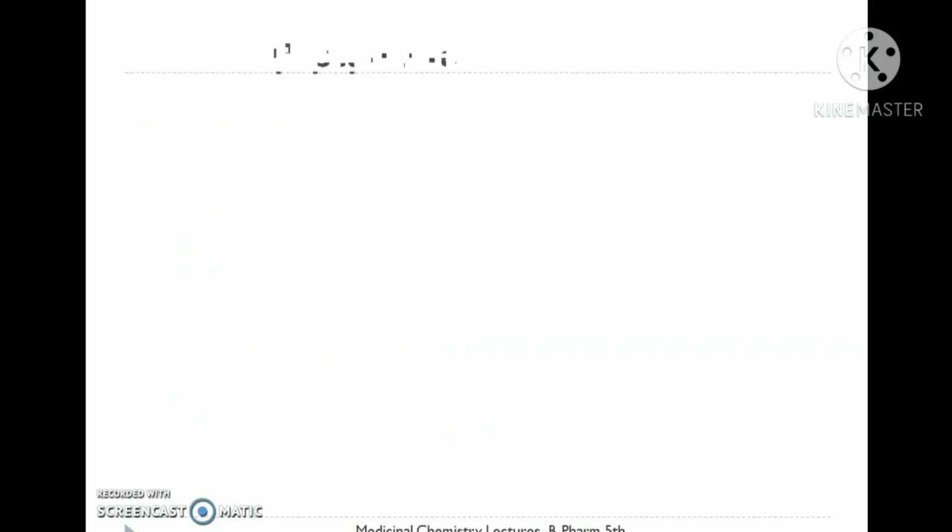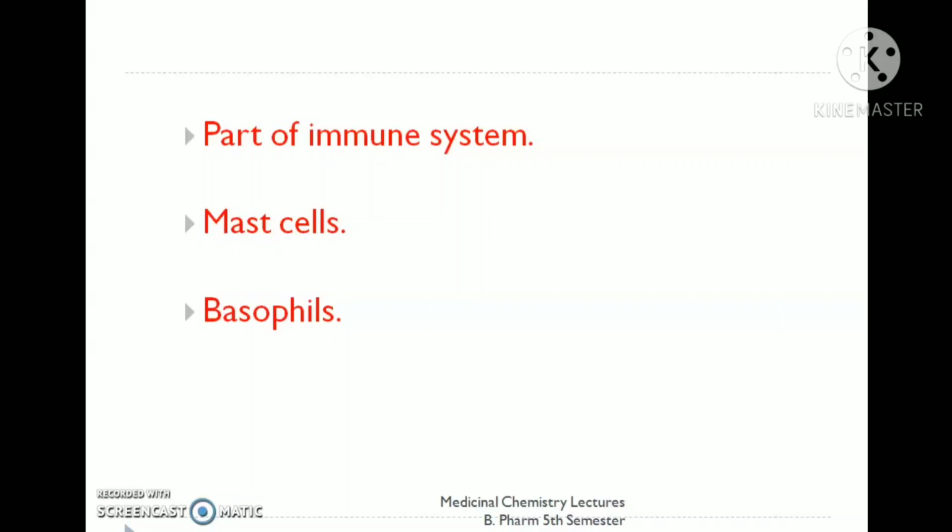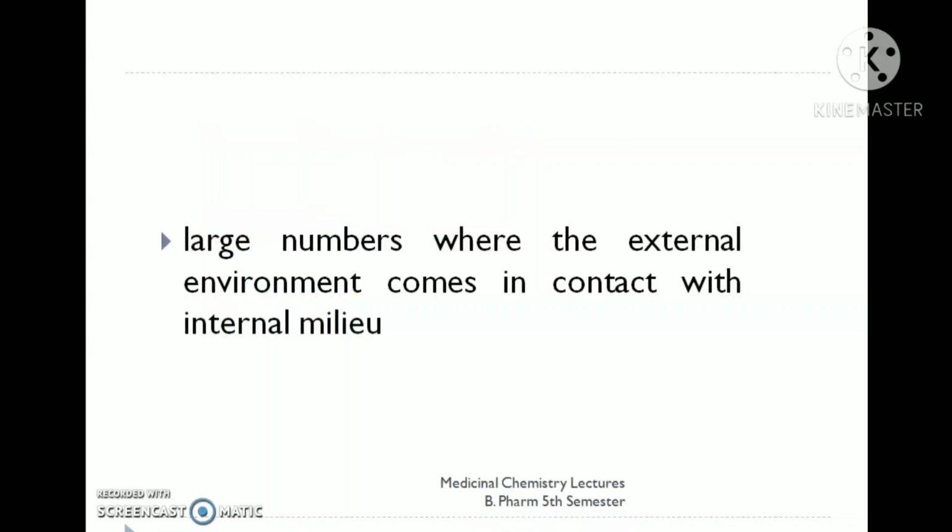The word histamine is derived from two words. One is Histos and the other is amine, meaning it is an amine present in tissues. It is a natural constituent of the body. It is a local hormone, otherwise we call it an autacoid. They are part of our immune system and they are mainly present in mast cells and basophils. They are seen in large numbers where the external environment comes in contact with the internal milieu.